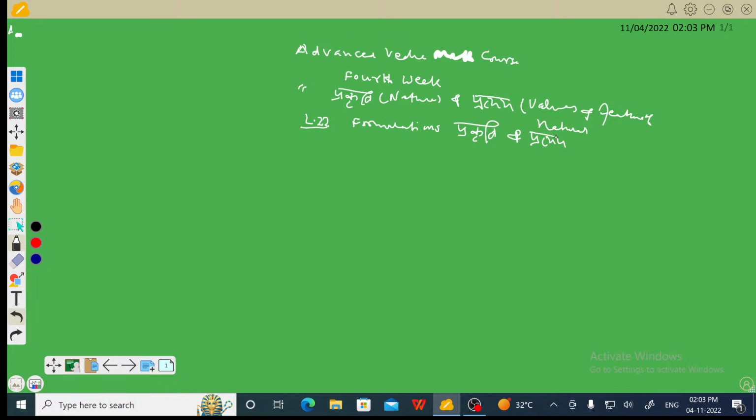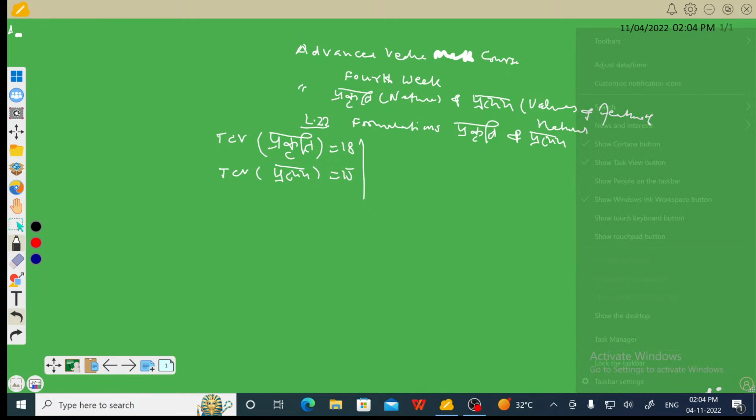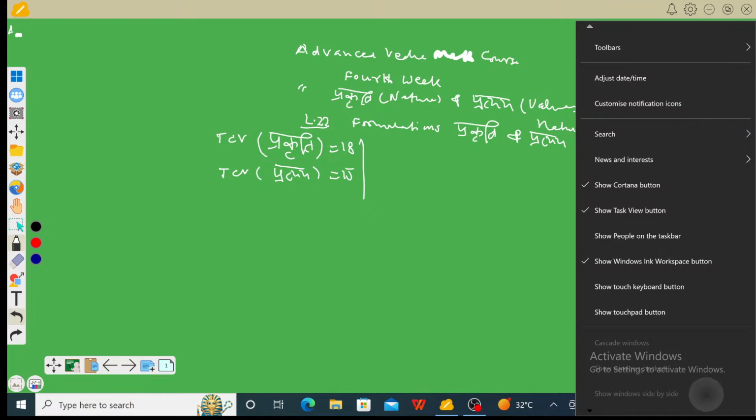Formulation Prakriti leads to TCV 18, while TCV of formulation Pratyay is 15. These together lead to value 33.